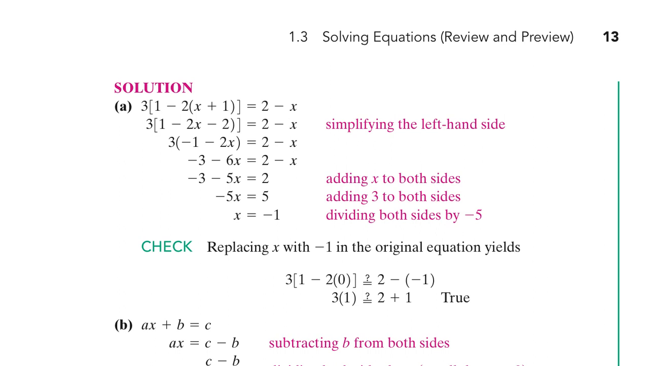And then you can check this. What's wonderful is you can check it. So this -1 gets put in for x right there. When you do so and do all the math, you basically end up with 3 times 1 is the same thing as 2 plus 1, so you get a true statement. There's your true statement, 3 equals 3.